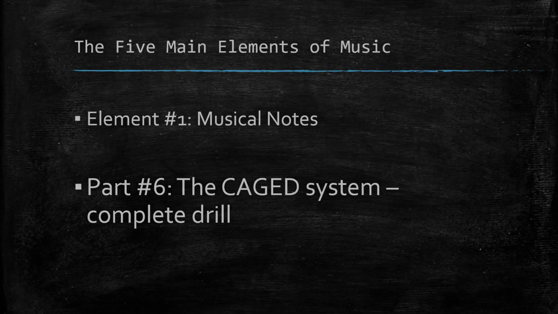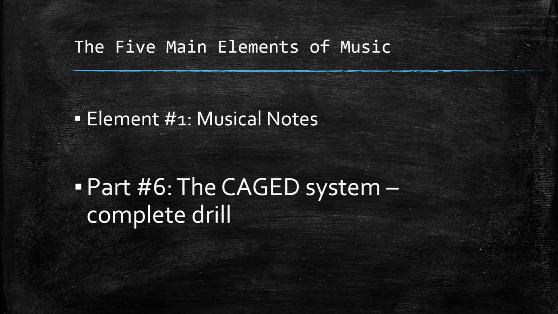The 5 main elements of music. Element number 1, musical notes. Part 6, the CAGED system, complete drill.